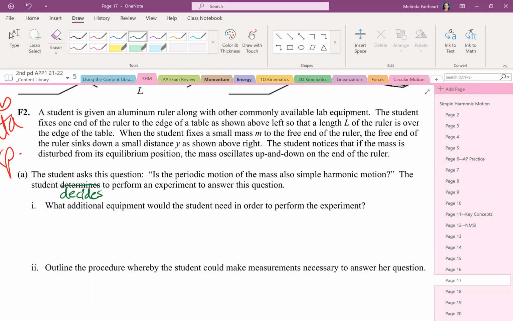There we go. What additional equipment? So they've mentioned the ruler, they've mentioned the mass. What additional equipment would the student need in order to perform an experiment to answer the question?